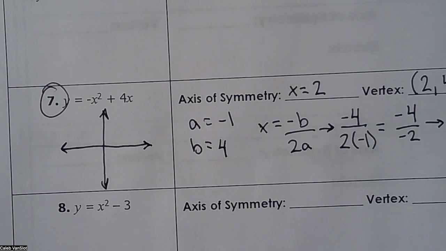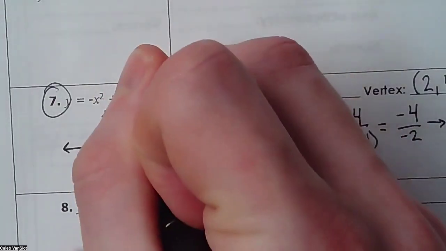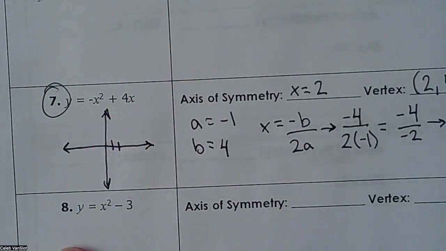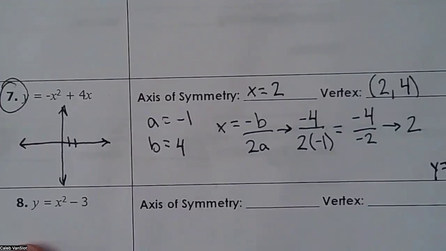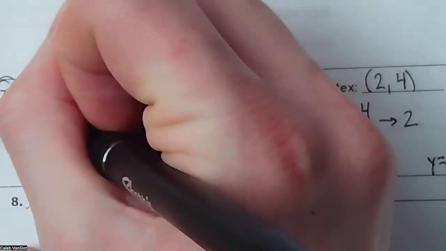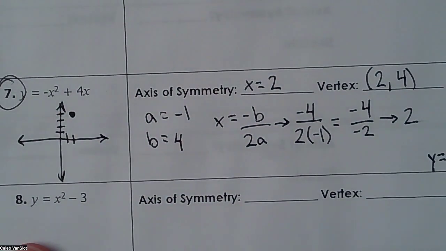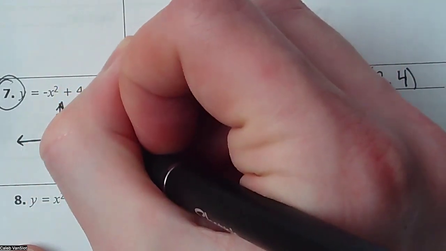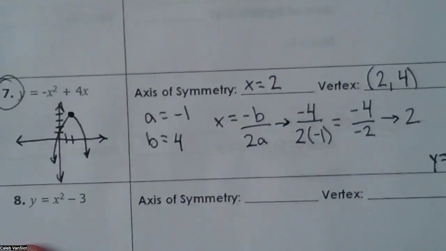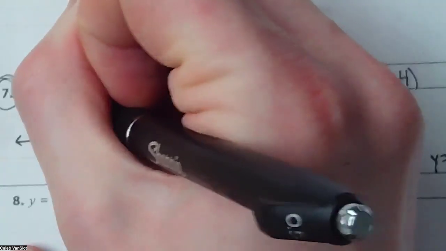Okay. So, you guys, we are going to go over 2 for our x's, right? Because we found x is 2. We're going to go up 4 for our y. And then again, you guys, we are opening downward because we've got a -a value. Okay.